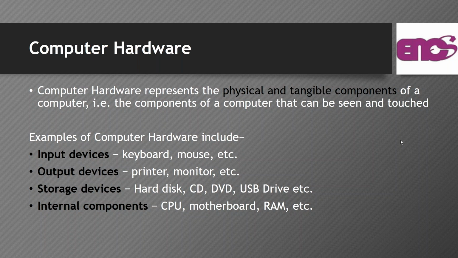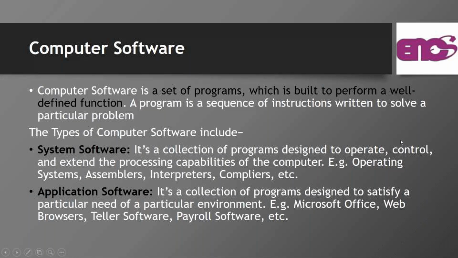Now, the computer software talks about the set of programs which is built to perform in a well-defined manner. So the software is that which you cannot touch that runs on the computer. Remember when we were talking about operating system, we were able to highlight that the operating system is a software. So it's a software that serves as an intermediary between you, the user, and the computer. It gives you the graphical user interface, it gives you the command line interface.